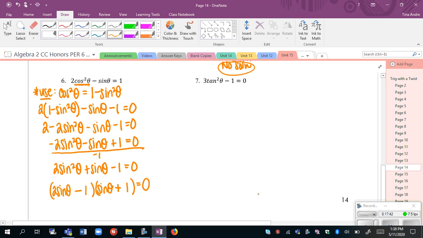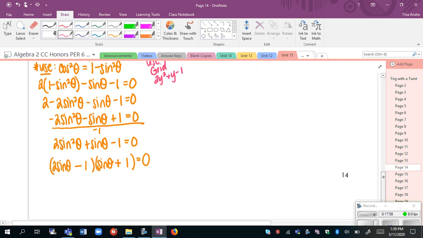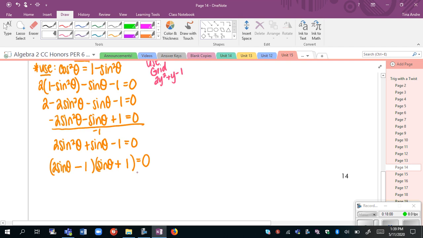Like I said, you could totally use the grid. If you were going to use the grid, you would want to use 2y squared plus y minus 1 to factor. And then you would get the same factor. So it's up to you how you want to do it. I'm going to skip showing the grid just for the sake of time, but if you'd like to do it, go for it. So here are my factors.